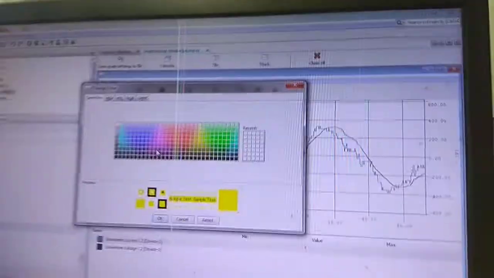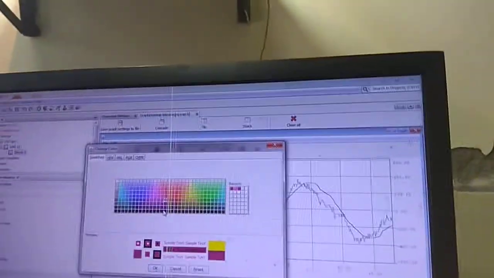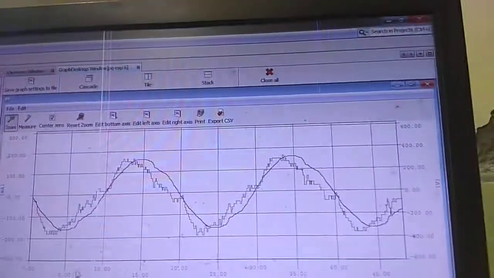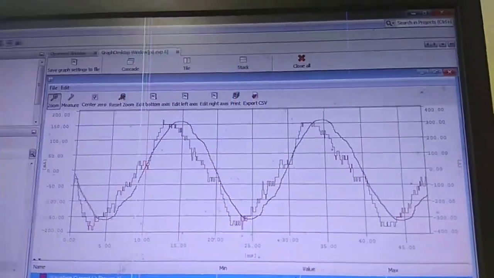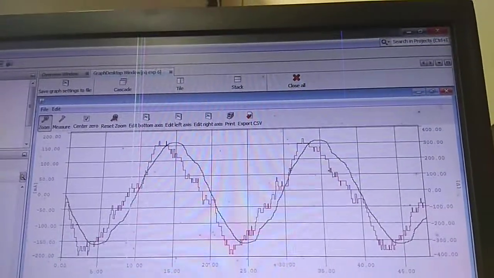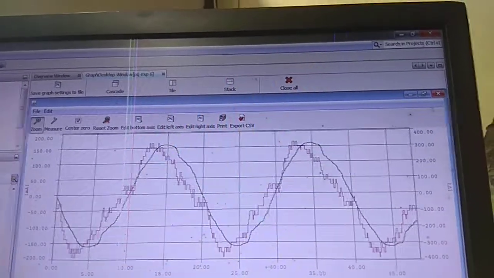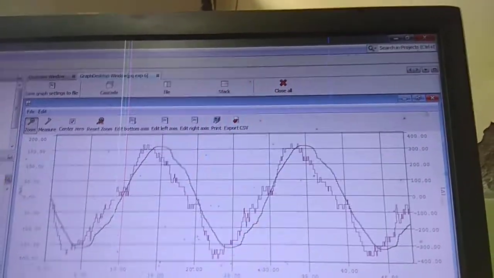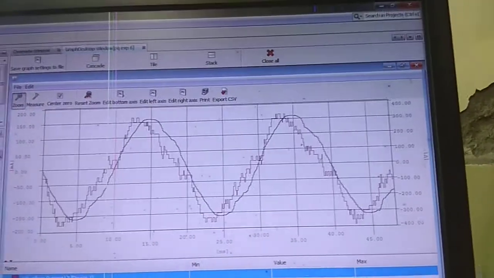Mr. Shoaib is changing the color, so it will be better viewed to you. You can see the current which is shown through the pink is the current, and you can see that it is highly distorted in its manner, highly distorted.